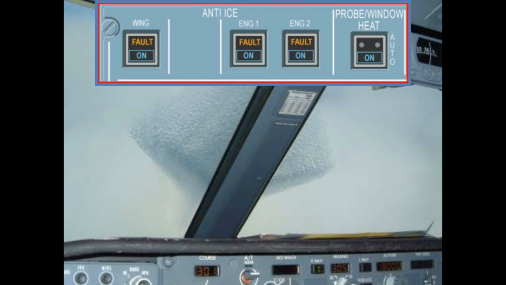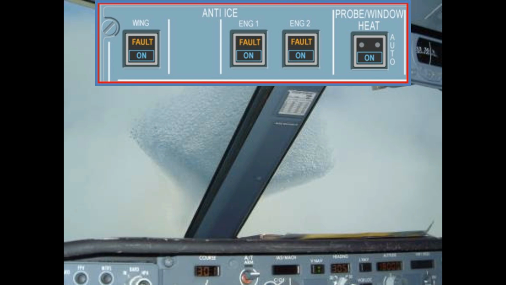Low power on the ground, high power in the air, and the switchover is automatic. As soon as an engine is running, the window heating and the probe heating, etc., are all automatic. I'll come on to the probe heating in a bit. But as soon as an engine's running, they all turn on.